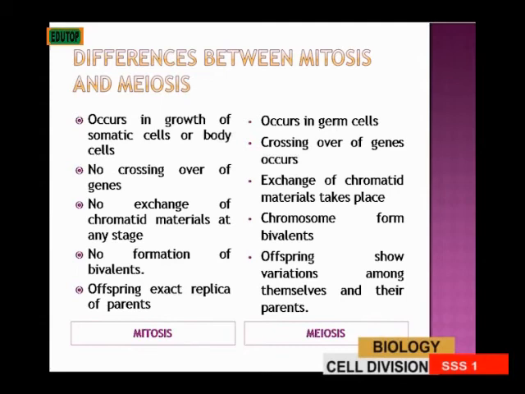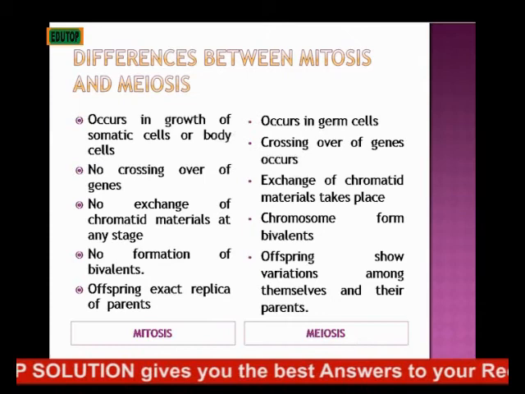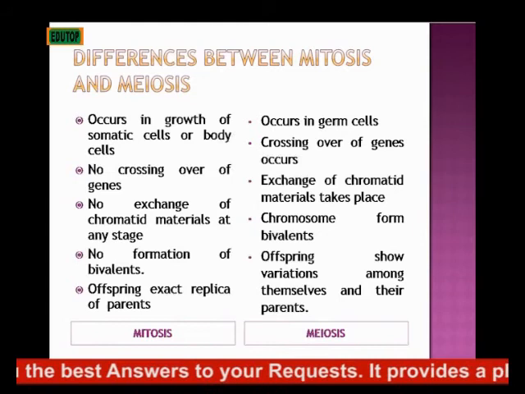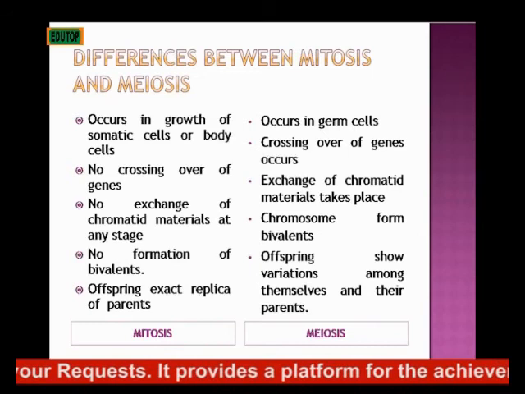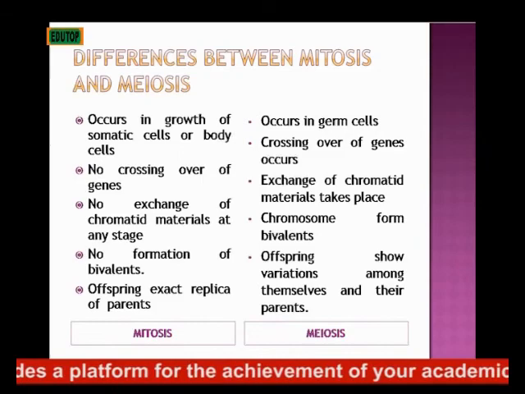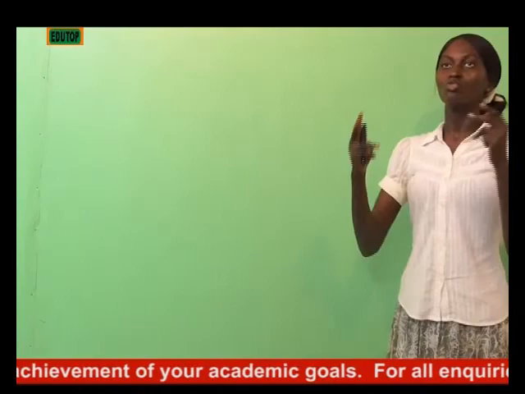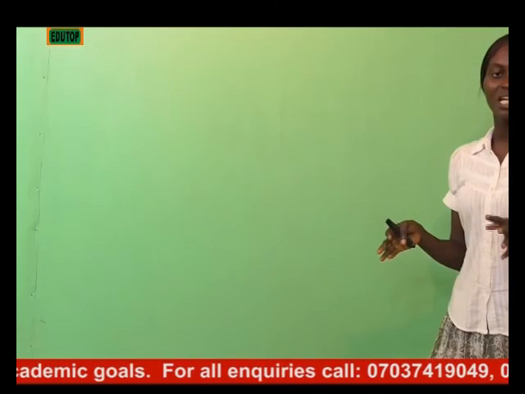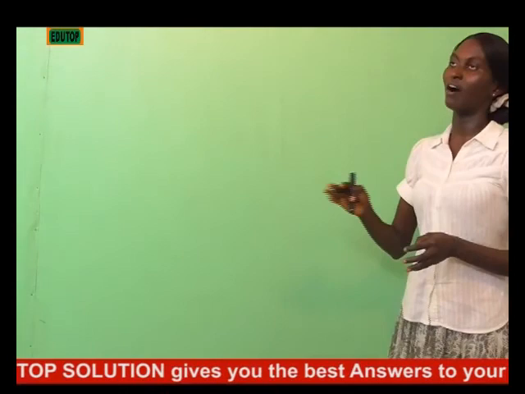Offspring of the mitotic division is an exact replica of the parents, while in meiosis, the offspring shows variation among themselves and their parents. There are four non-identical daughter cells in meiosis, but in mitosis, they are two identical daughter cells. So the offspring of meiotic division show variations among the daughter cells and the parents, but in mitosis, the offspring is the same replica of the parent cell.